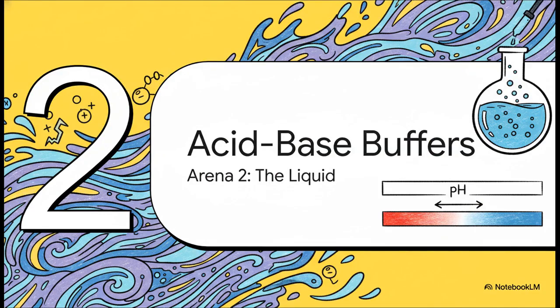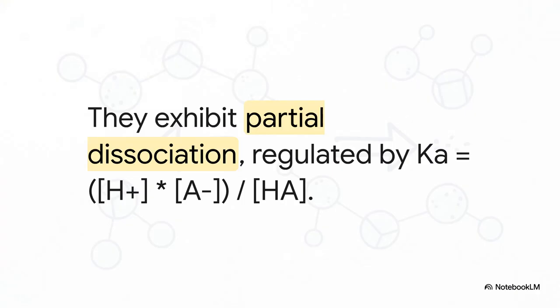Moving right along to Arena 2, the liquid. Here we're focusing on acid-base buffers and titrations. Let's descend from those invisible gases down into the liquid phase. Unlike strong acids that just shatter apart instantly in water, weak acids are a bit more stubborn. They exhibit a partial, incomplete dissociation. And the super delicate balance is regulated by the acid dissociation constant, known as Ka. The mathematical engine governing this split is an equation where Ka equals the concentration of H+ times A- divided by the concentration of the original HA.